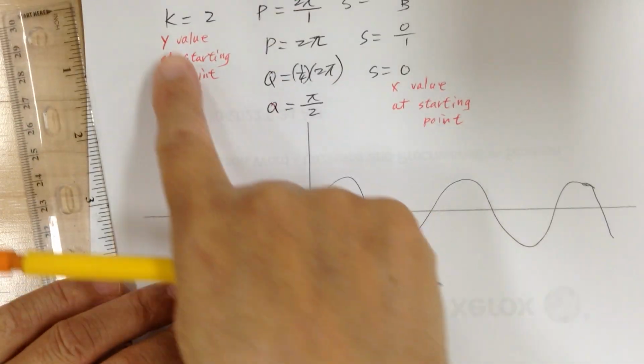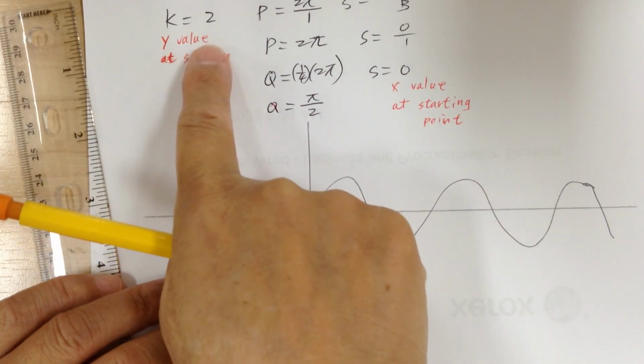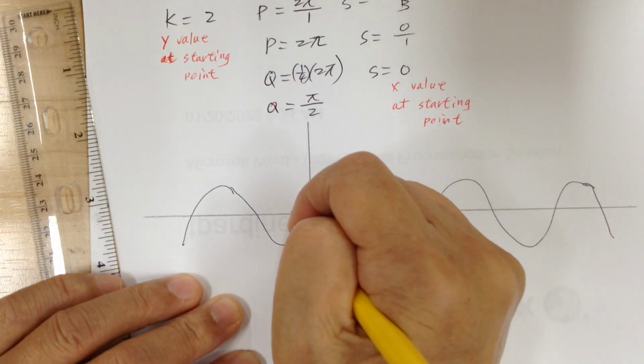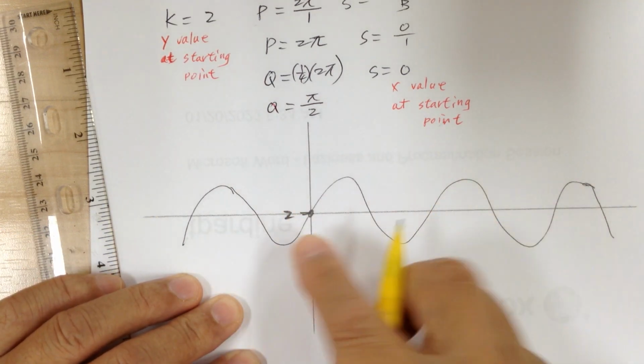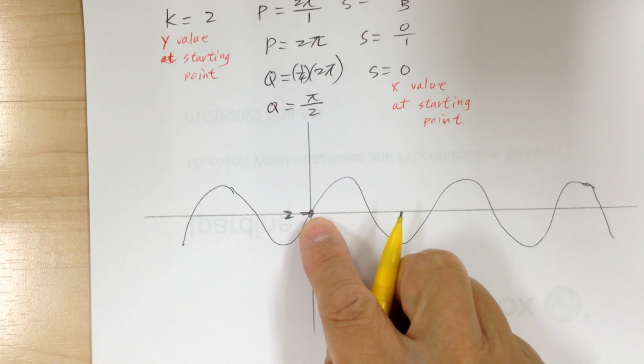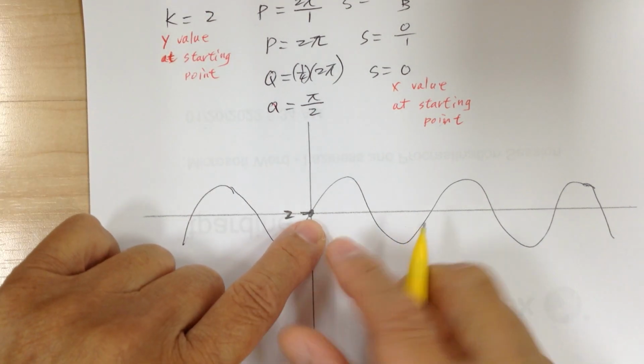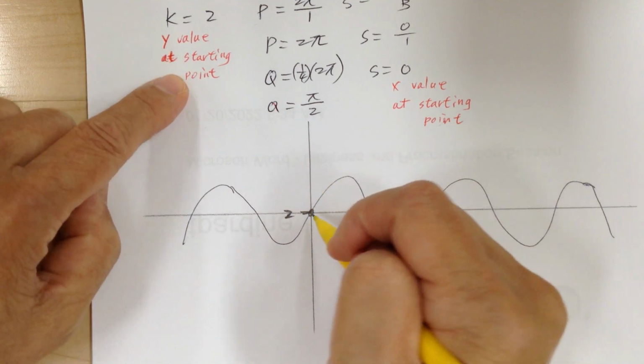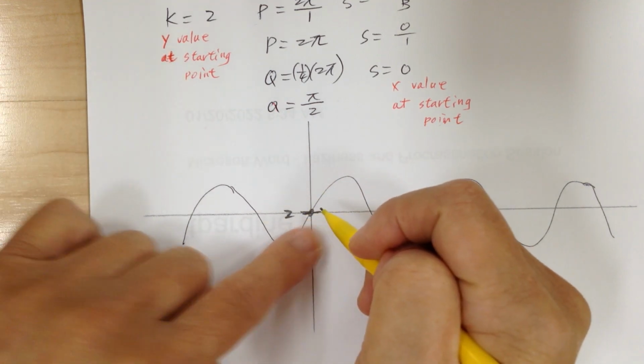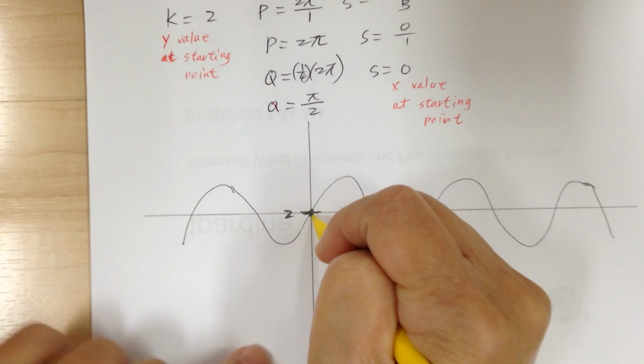Notice k equals 2. That's the y value at the starting point. That means this point is 2. If you don't have that, then this would be 0. So again, this is the y value at the starting point. At the starting point, y equals 2 at this point because k equals 2.